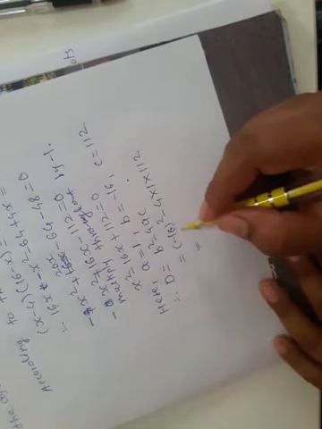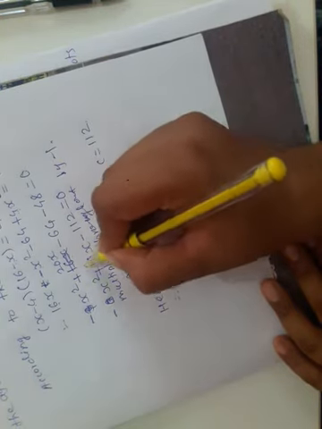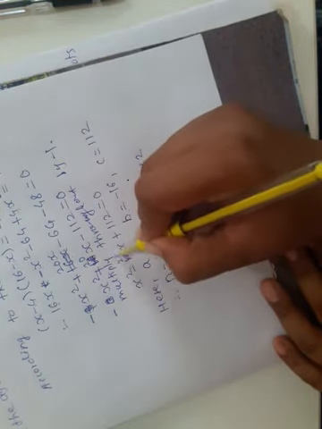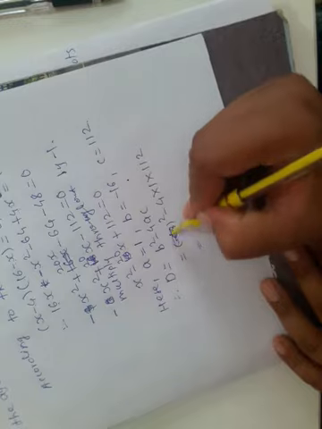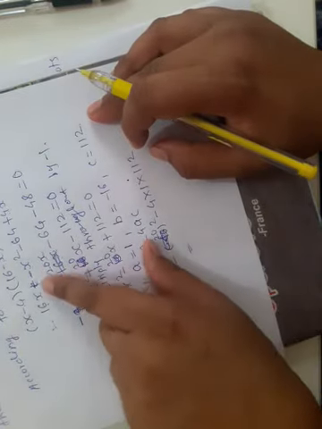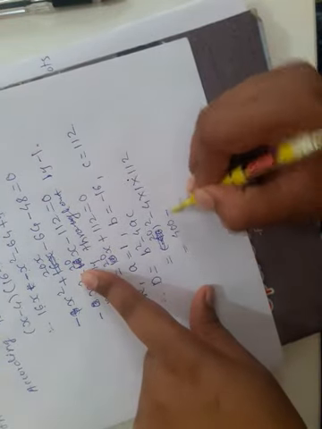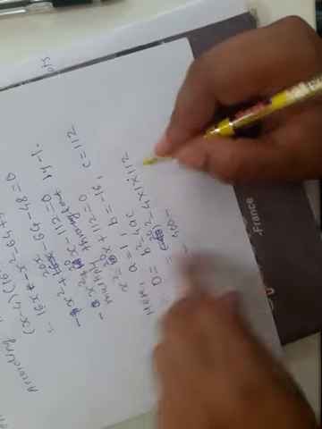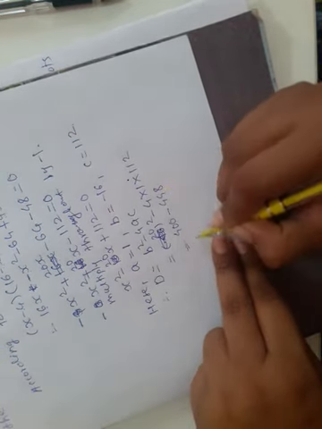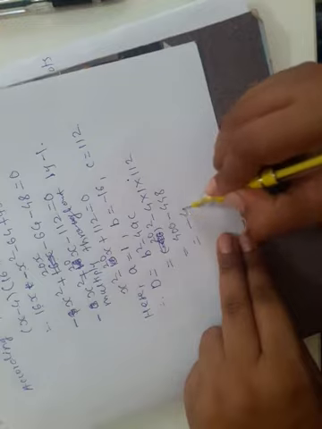Sorry, not 16 here, it is 20. Write down 20 here. Make the changes again, not 16, 20, because 16x plus 4x is 20. So 20 square is 400 minus 4 into 1 into 112, which is 448. After taking the subtraction we get minus 48.